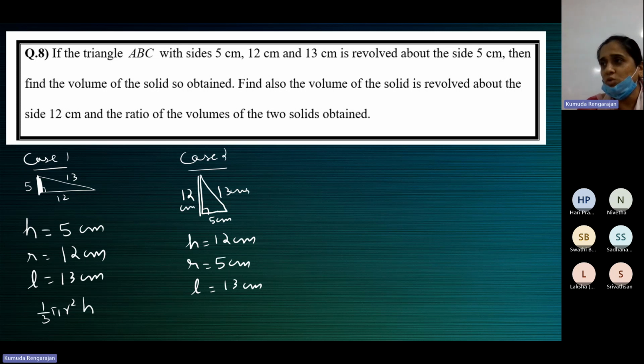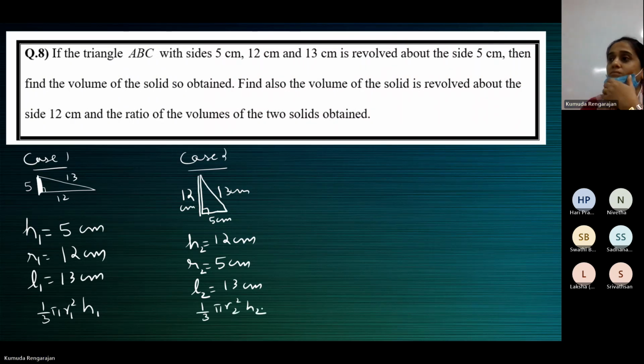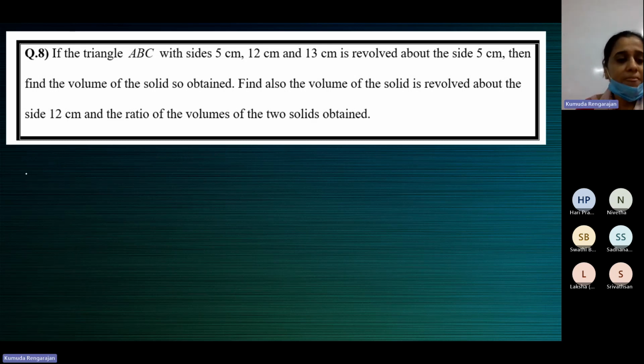But since you have two different cases here, you can call it H1, R1, L1, H2, R2, L2, because we have both the cases here. So here the volume will be 1 by 3 pi R1 square H1. Here it will be 1 by 3 pi R2 square H2. See, I'll write the whole thing again. Case 1, case 2.